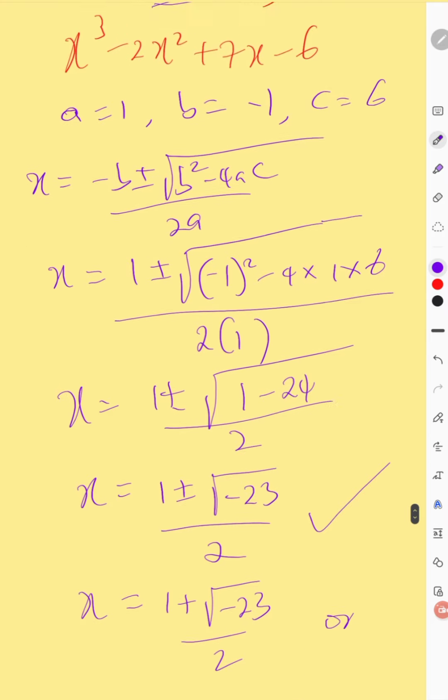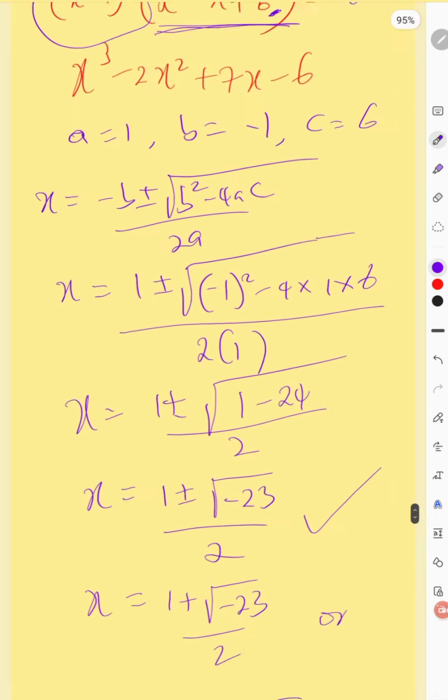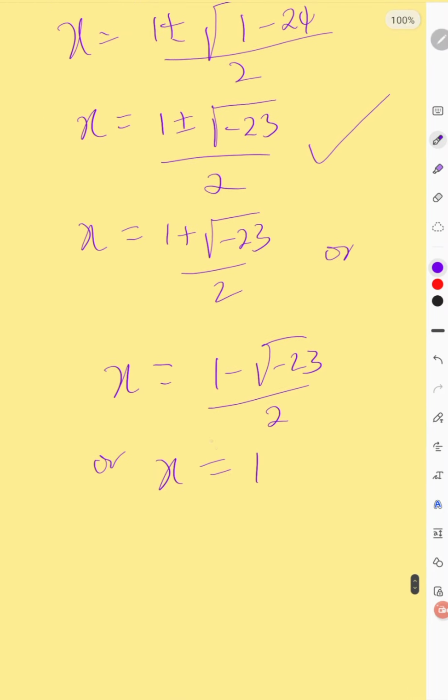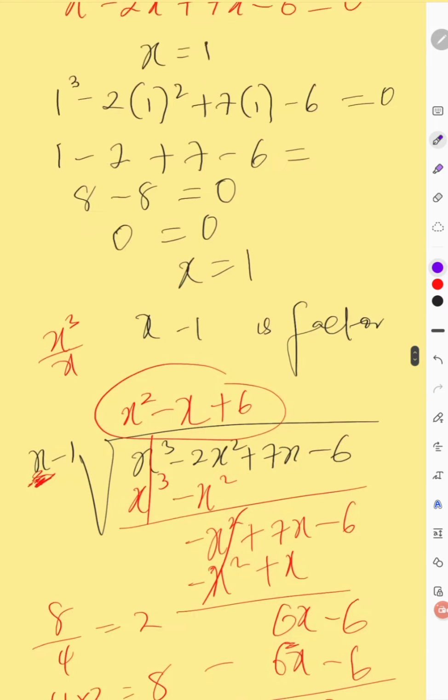From here, we've seen that x is equal to 1 when you equate with 0. For instance, x is equal to 1. All right, so we've got the values of x. So these are the values of x that can satisfy this equation.